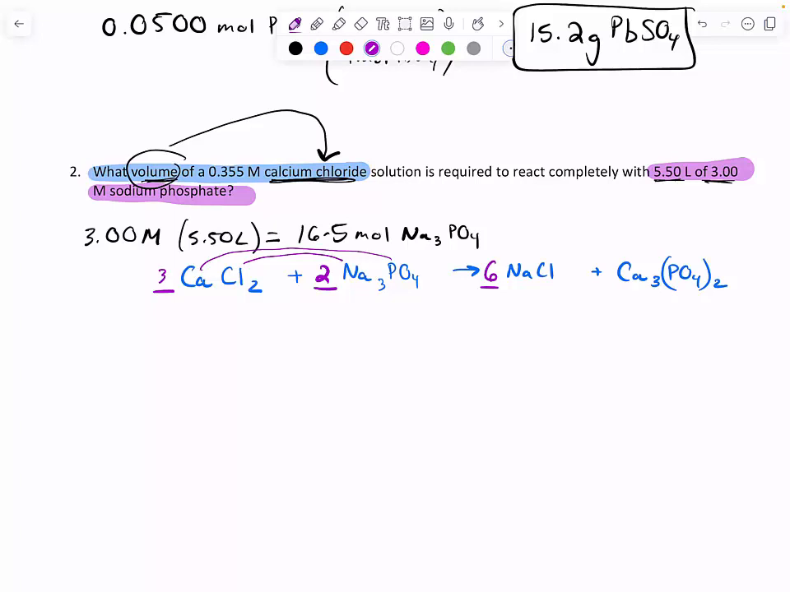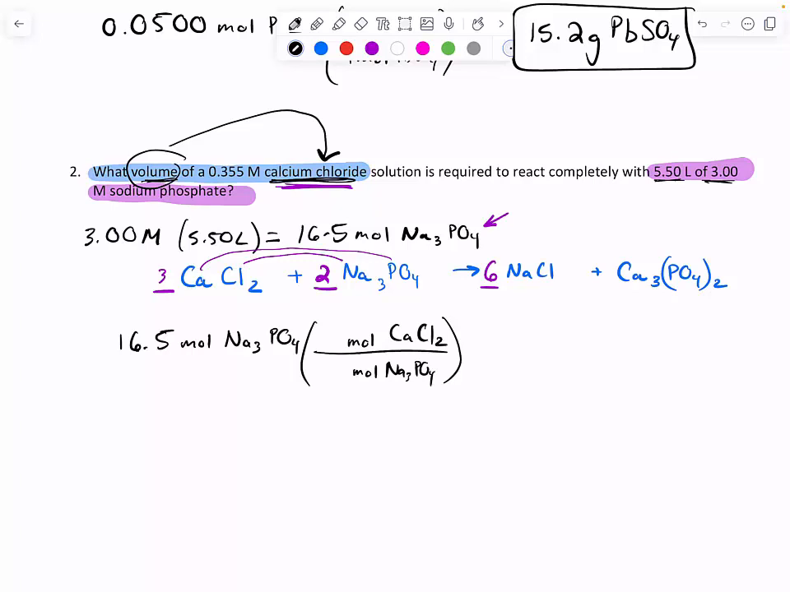Okay. So I've got 16.5 moles of sodium phosphate. But I'm trying to figure out calcium chloride. How do I go from one compound to another? Doesn't matter if it's reactant to reactant, product to product, reactant to product. You use the molar ratio. So whenever I need to go from one compound to the next, I just use the molar ratio. So I've got my moles of sodium phosphate, and I need to make those moles change into moles of something else. What do they need to turn into? Calcium chloride.